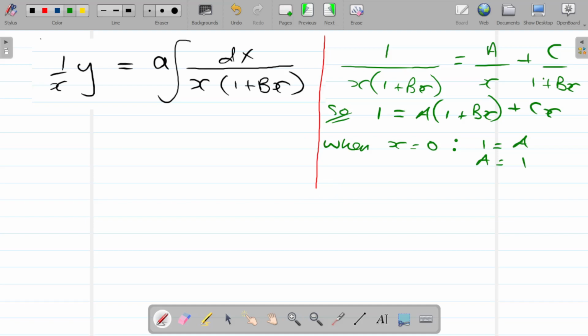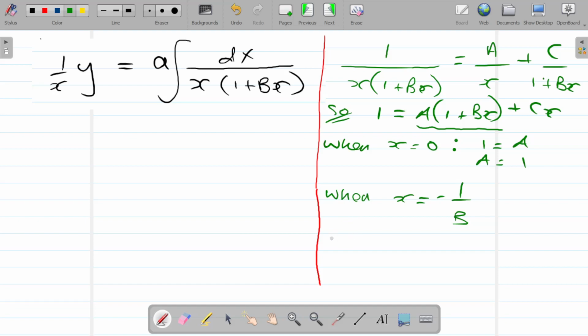Well, let's just draw the red line down there. Now when x is equal, well, we want to get rid of this, make this 0. So the best way to make that 0 is to let x be equal to minus 1 over b. Minus 1 over b.